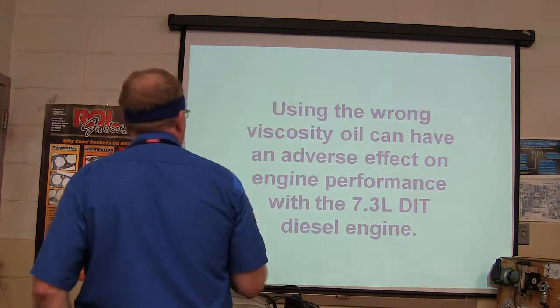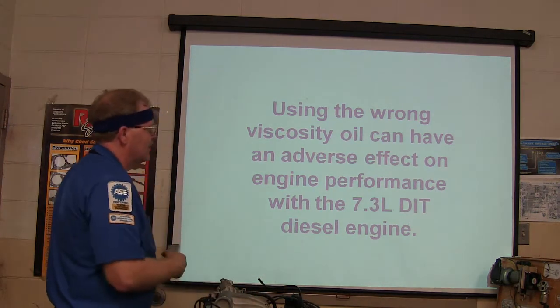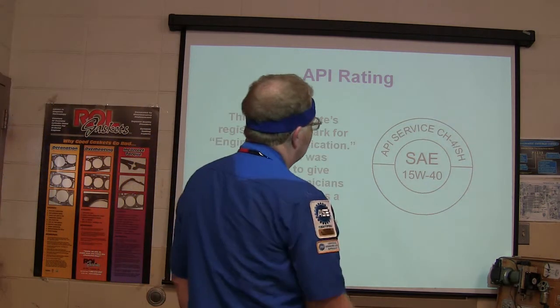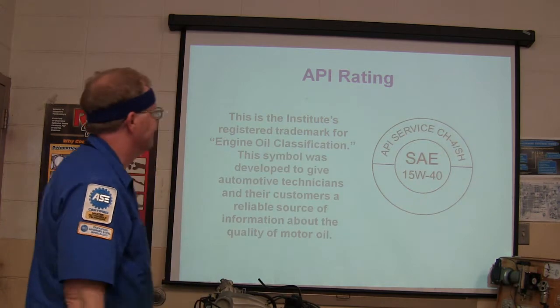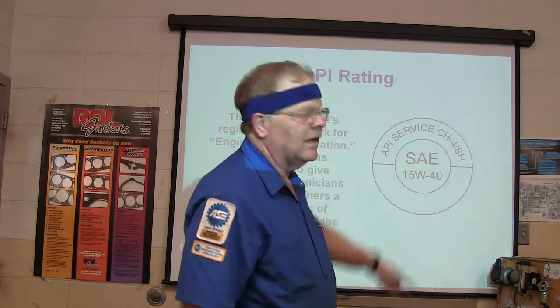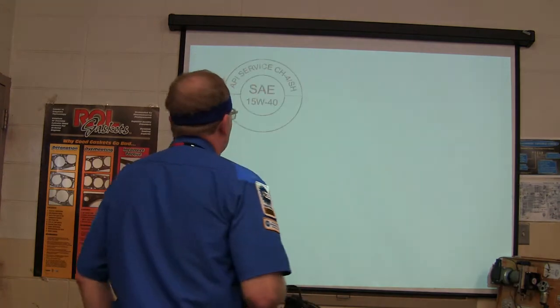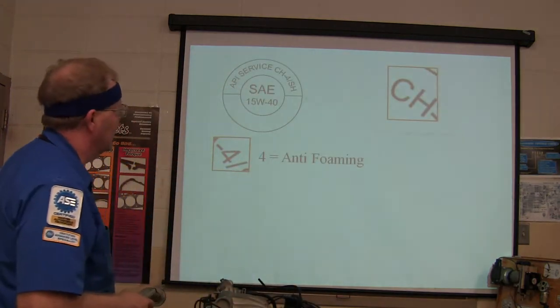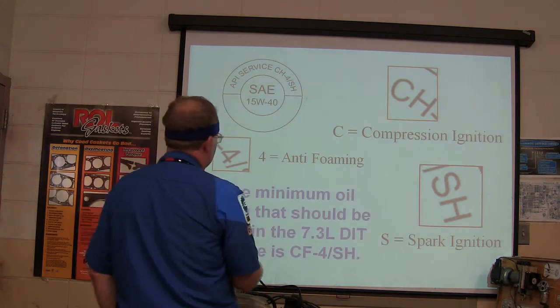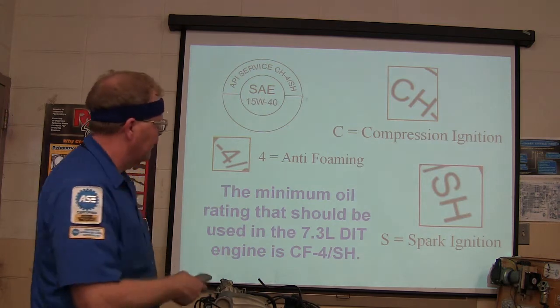Using the wrong viscosity oil can have an adverse effect on engine performance with a 7.3 DIT diesel motor. And here's your API rating, API service CH-4/SH, right? And what does the C stand for? That has to do with diesel. C stands for compression ignition, okay? So here you go: 4 refers to the four-stroke cycle, C equals compression ignition, S equals spark ignition. The minimum oil rating that should be used in the DIT is CF-4/SH.